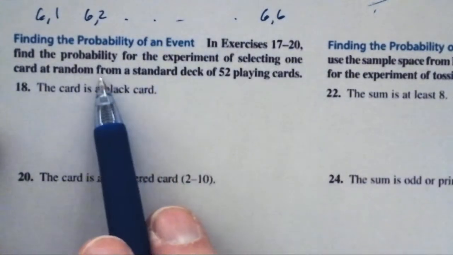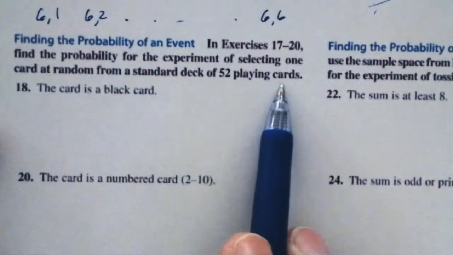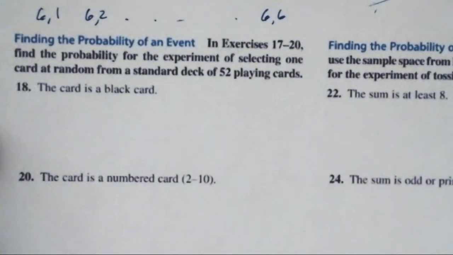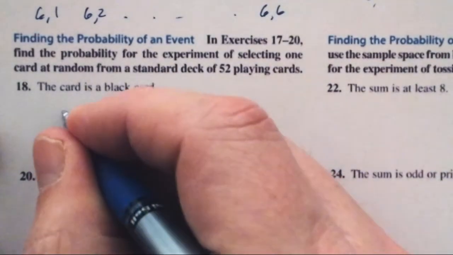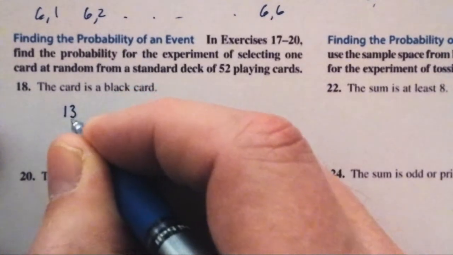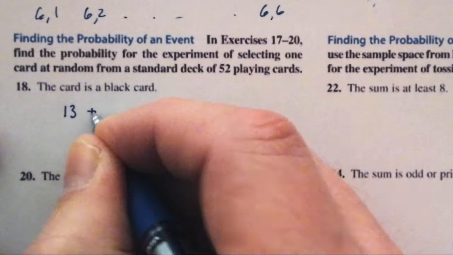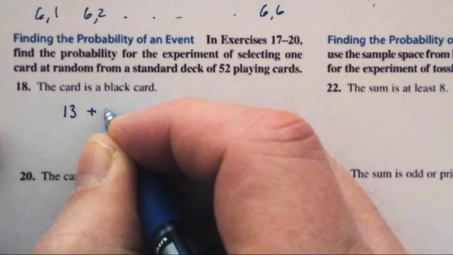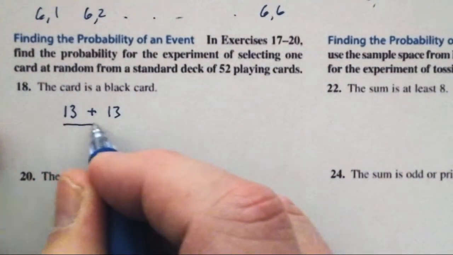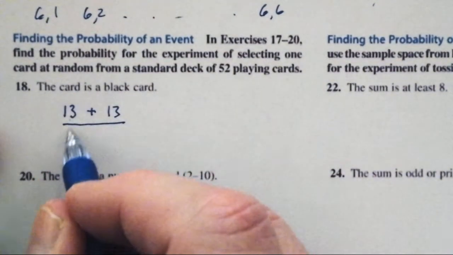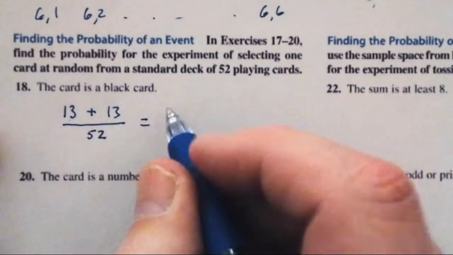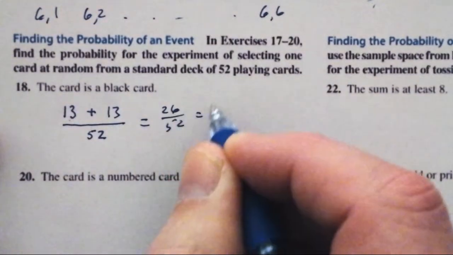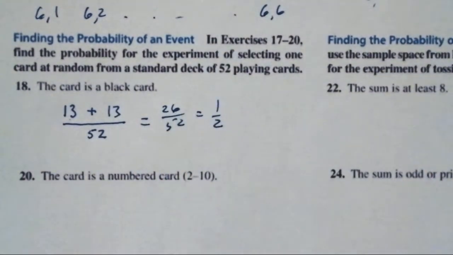Find the probability for the experiment of selecting one card at random from a standard deck of 52 playing cards. The card is black. Well, there are 13 spades and 13 hearts and 13 diamonds and 13 clubs. So we win if we draw a spade or, which implies plus, we win if we draw a club, 13. Both of these would be on 52, so common denominator 52, or 26 on 52, 1/2.